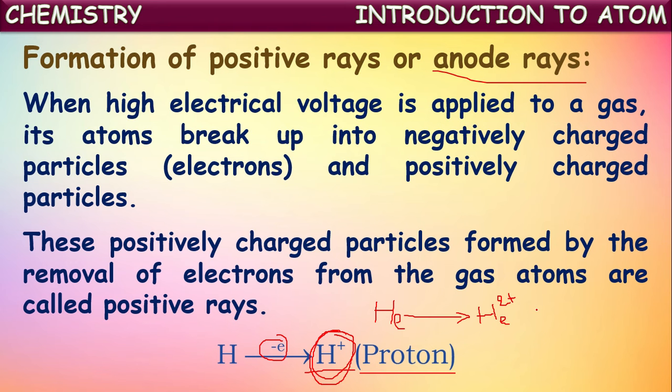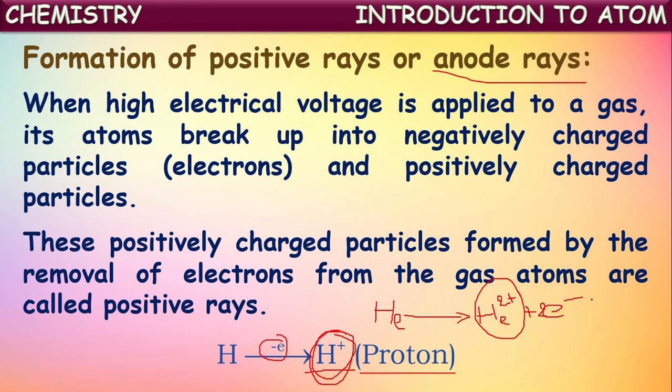and 2 electrons. Two electrons will be removed from the helium atoms and it forms He2+ ions. Here, the positively charged particles are He2+ ions. These are called anode rays or positive ray particles. If you take some other gas, then the positive charged particles will be different.